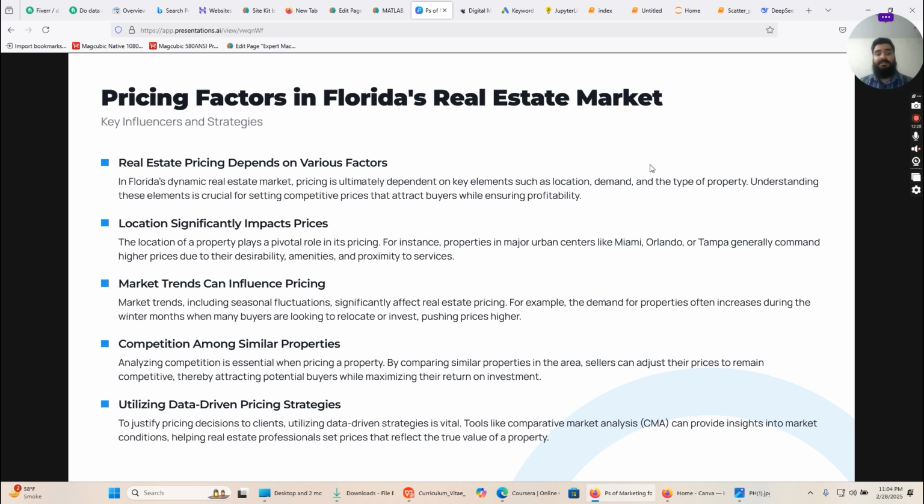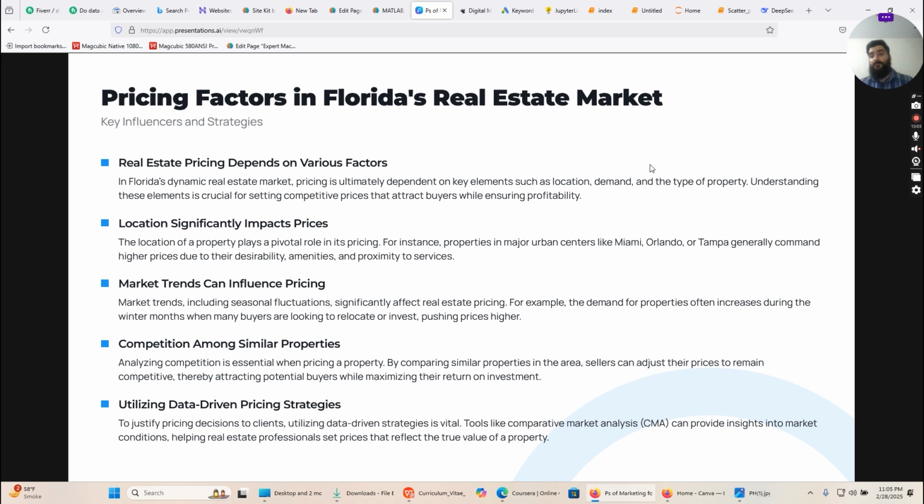So analyzing competition is essential when pricing a property. By comparing similar properties in a particular area, sellers can adjust their prices to remain competitive. So if you are offering a property that has a unique selling point, and that has the same features as other properties, but you are selling it for a lesser amount, you might have a higher probability of making the sale. Thereby you attract potential buyers while maximizing their return on investment.